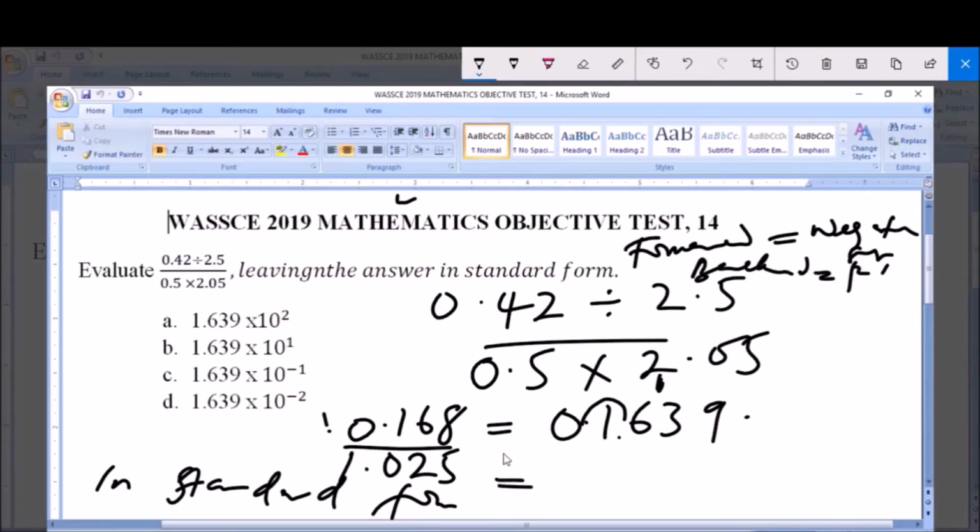So our answer to this particular question will actually be 1.639 times 10 raised to the power of minus 1. That's option C, 1.639 times 10 raised to the power of minus 1. And that's the answer to this particular question.